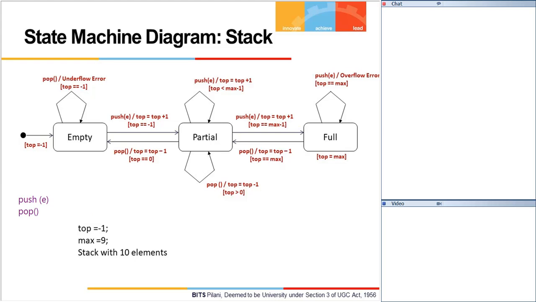It is only based on the guard conditions that the transition might happen this way or the other way. So either you move to the full state or you move to the empty state depending upon the guard condition. And whenever there is a transition, you have to execute the associated transition action.